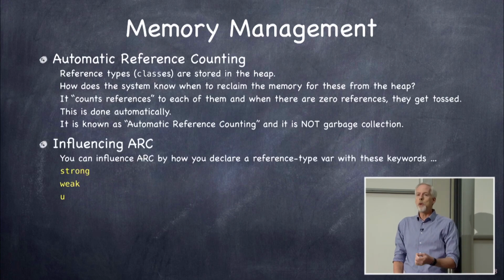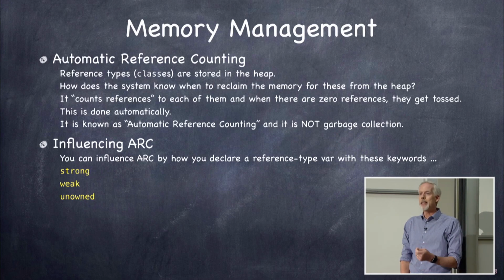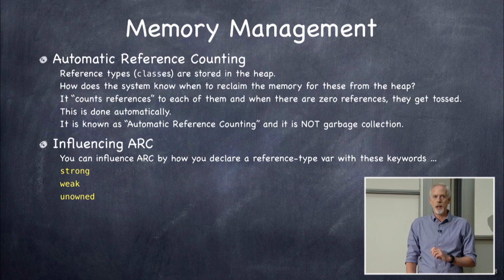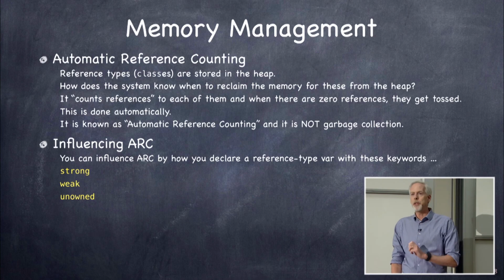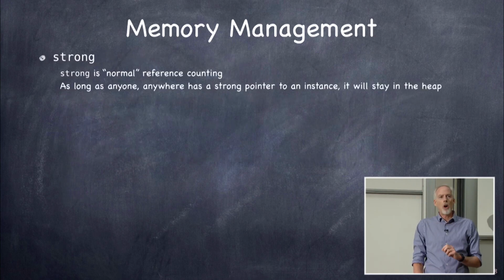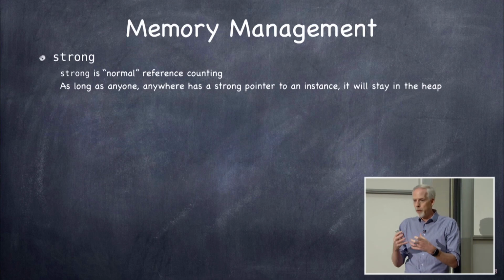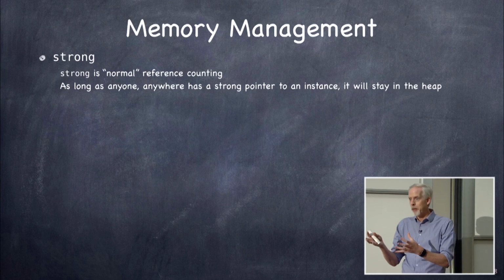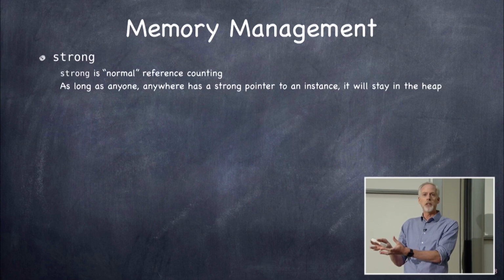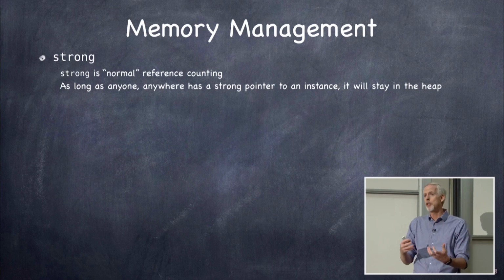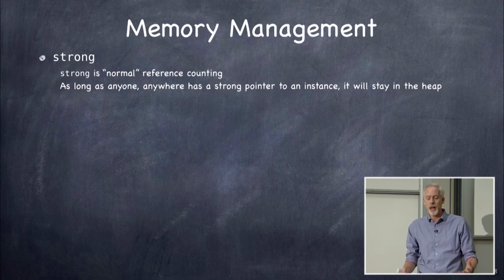You can influence this automatic reference counting a little bit. You can't really control it, but you can influence it with these three keywords when you declare a var. Okay, strong, weak, and unowned. These are the three kinds of influencers you can do. The first one, strong, is normal reference counting. That just means if this pointer is strong, keep that thing in the heap as long as this is around because I need it, I'm pointing to it. Okay, that's the default. So we never actually type the keyword strong. It's the default, it's always there. It's kind of like internal with access control. We don't actually ever type that.